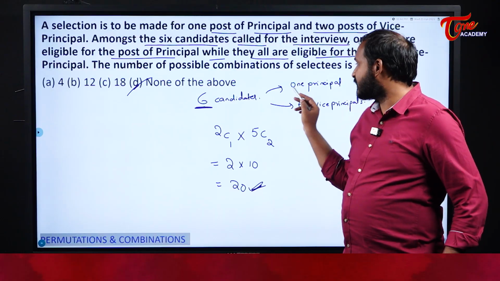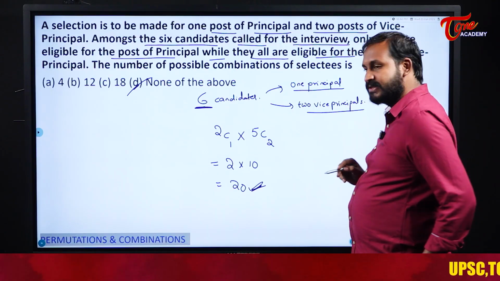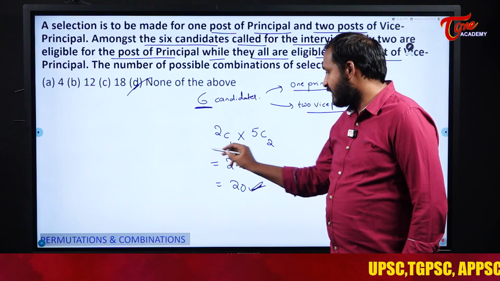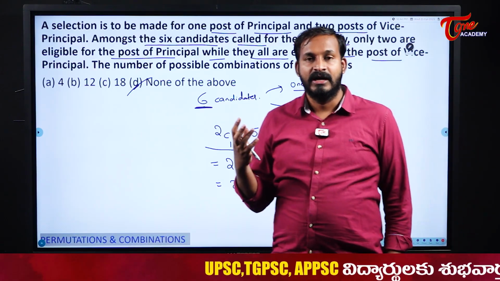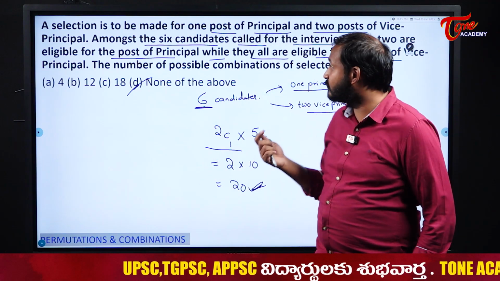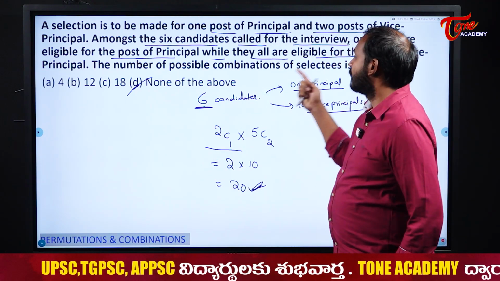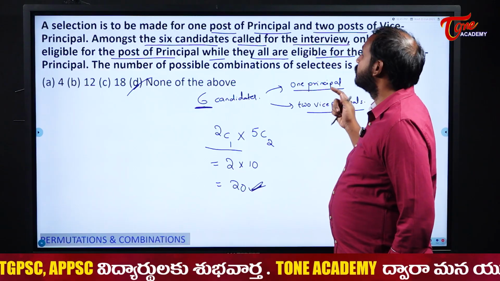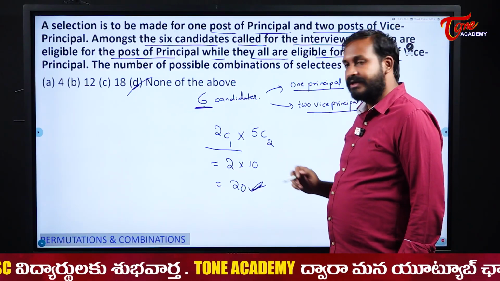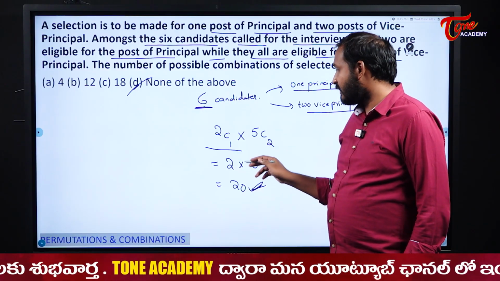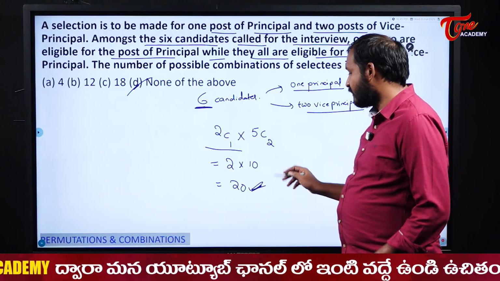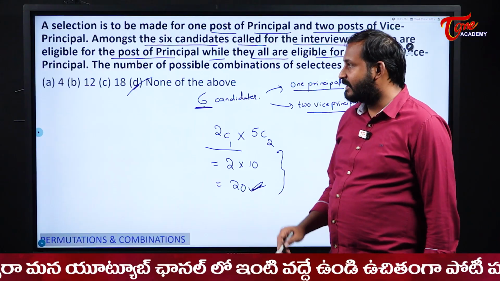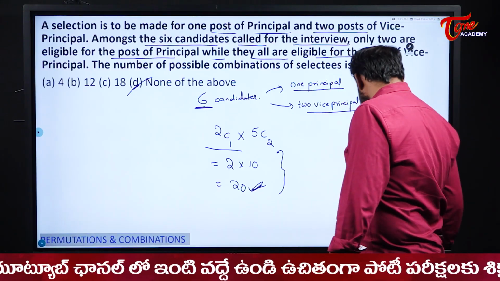So total from 6 candidates, 1 principal and 2 vice principal. One principal can be selected in 2C1 ways, and after principal selection I will be left with 5 persons. From them I need to choose 2, so 5C2, which is nothing but 10. So like this, in how many ways can we do it? We can do it in 20 different ways.